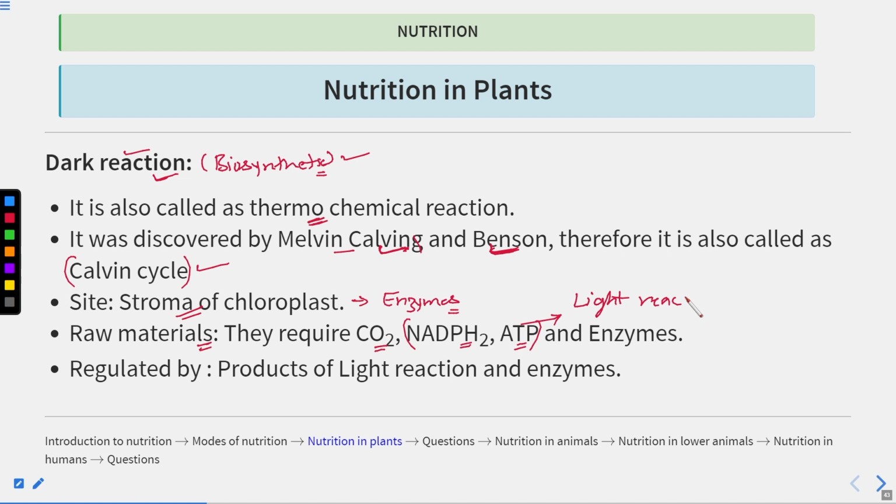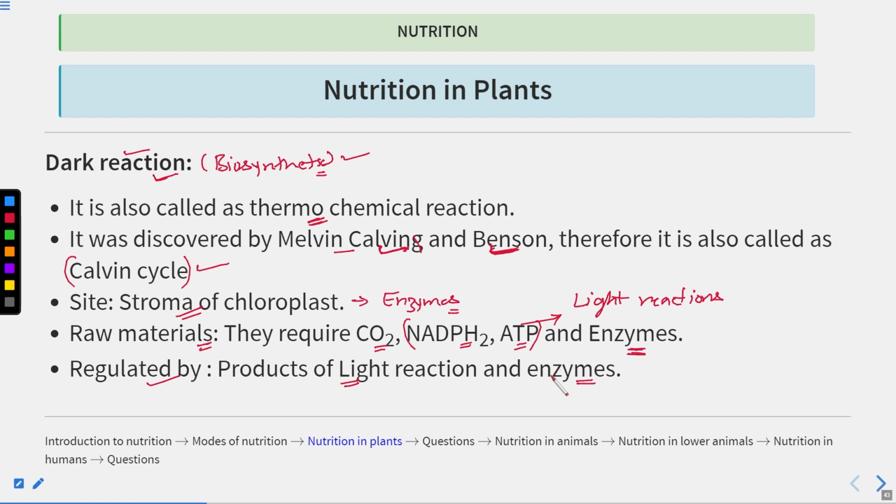Okay, and enzymes are also required to carry out the Calvin cycle. We'll talk about these enzymes. One of the enzymes is Rubisco and the other enzyme is PEP carboxylase. Now, how is the regulation done? Regulation of the dark reaction is done by the product of the light reaction and the enzymes which are involved in the Calvin cycle.